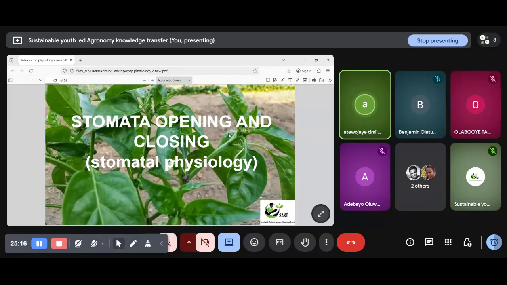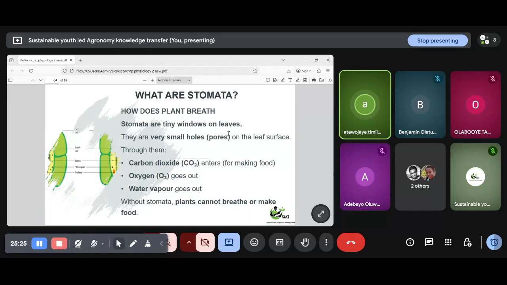Good. So now stomata opening and closing. You can see this is another course on its own, on stomata physiology. So you want to know how the leaf opens and closes. So what are stomata? How do plants breathe? Stomata are like tiny windows on leaves. They are very small holes, pores on the leaves of a plant. Carbon dioxide enters for making food and oxygen goes out. So this is how plants breathe.